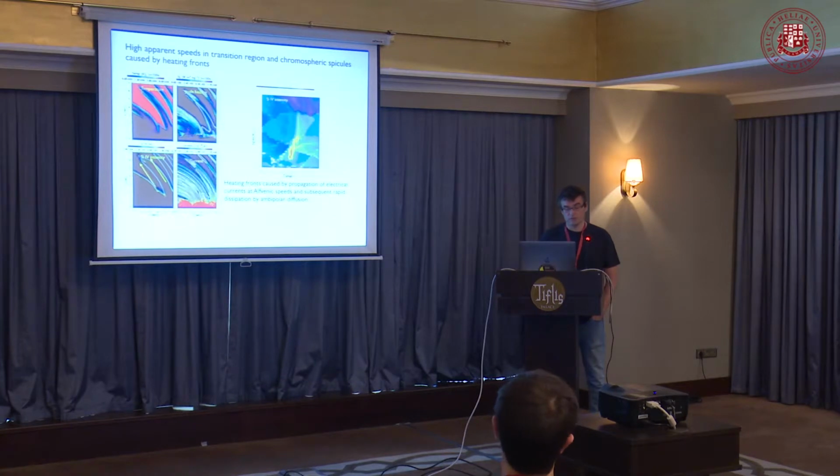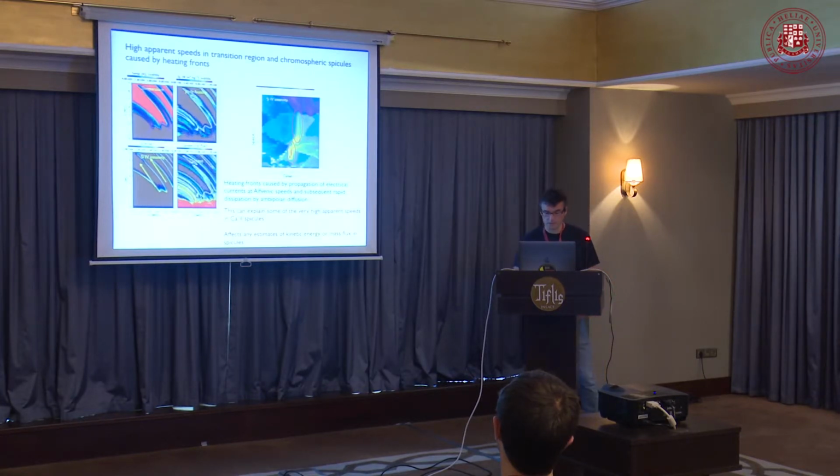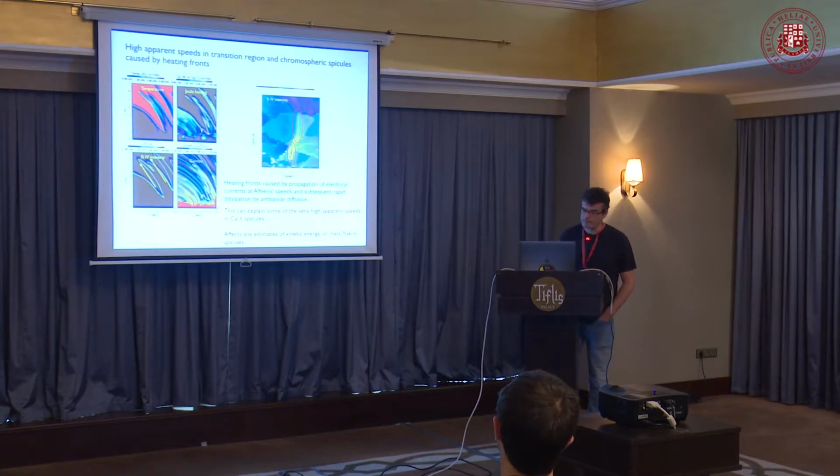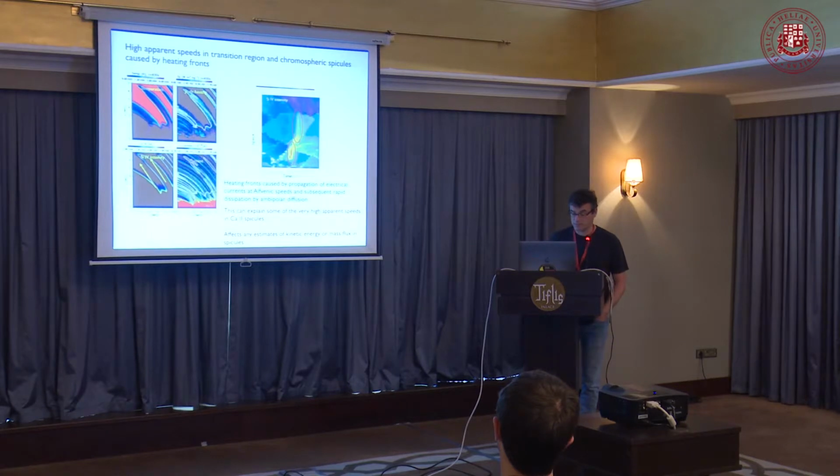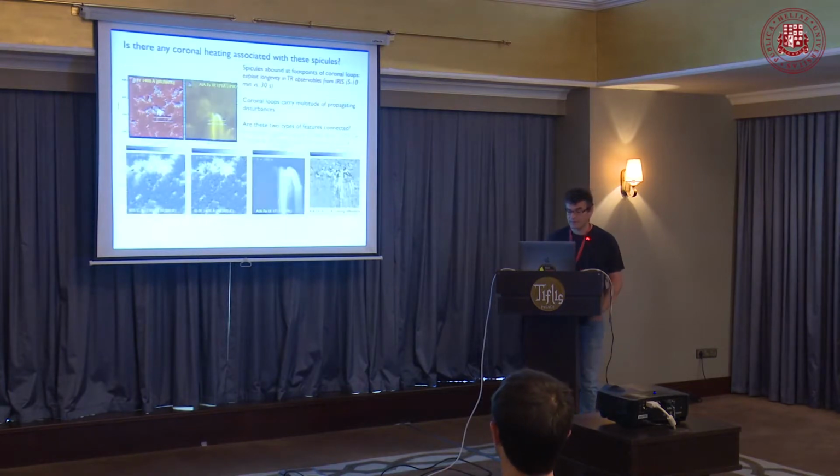So the apparent motions that you see are not always real mass motions, and the rapid spicules are actually just heating fronts. In our model here, they would be caused by currents that are dissipated by ambipolar diffusion. All right, so this I've seen. This might also explain some of the very high apparent speeds that we see in calcium spicules. That's something to be studied further. And of course, it affects any estimates of kinetic energy or mass flux in spicules. If you do it based on these transition region jet-like features, that's probably not a good idea.